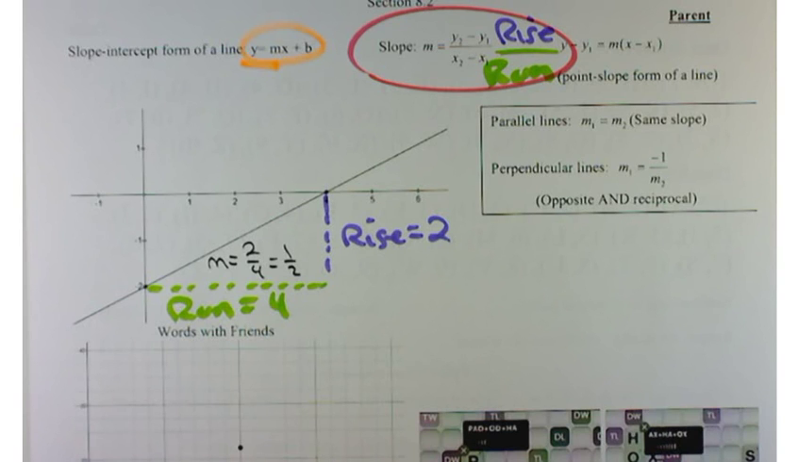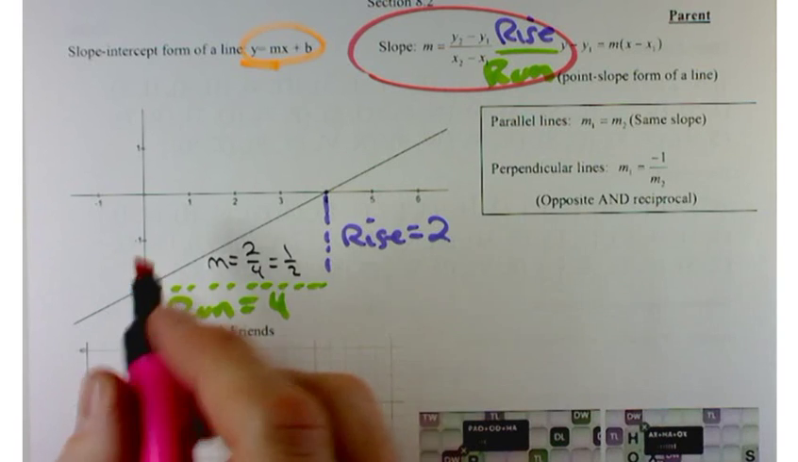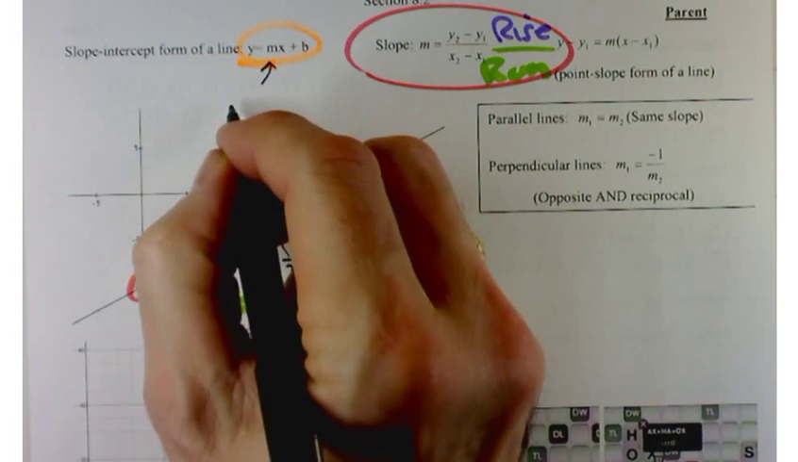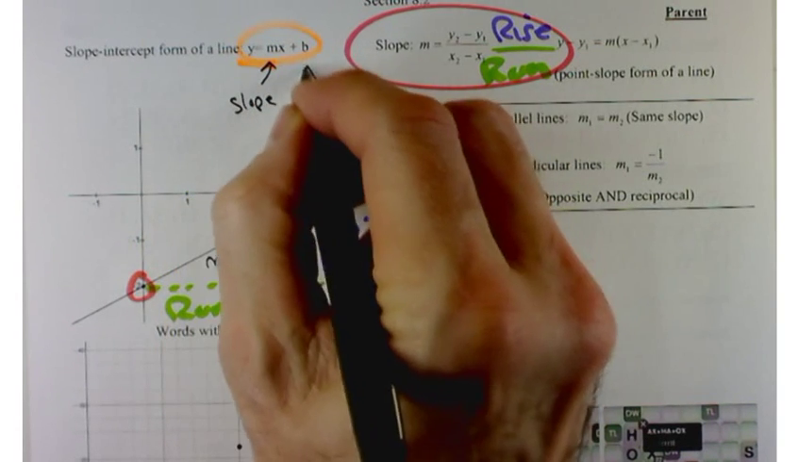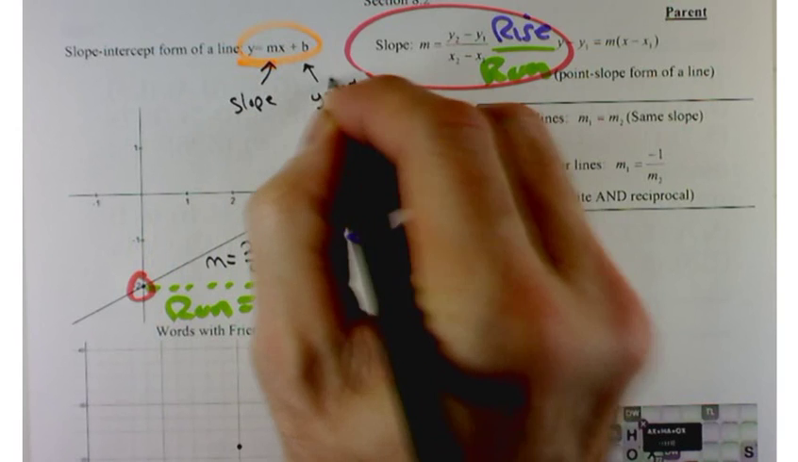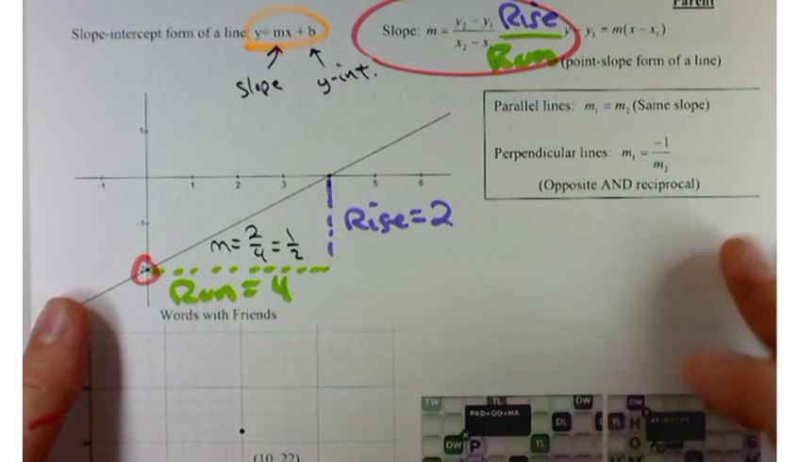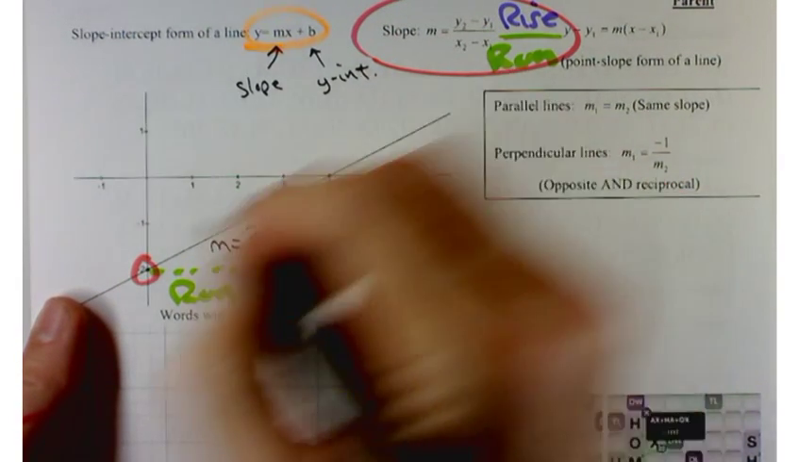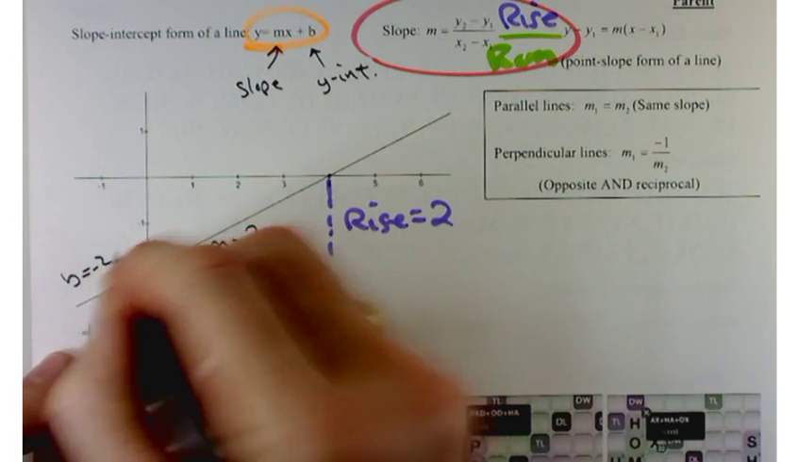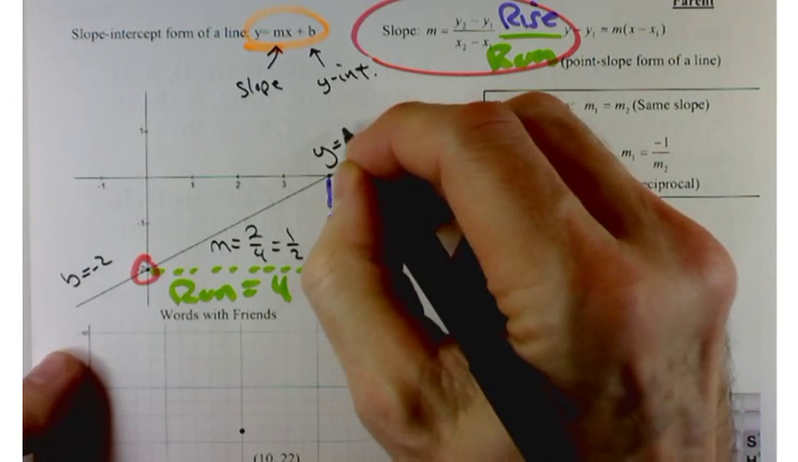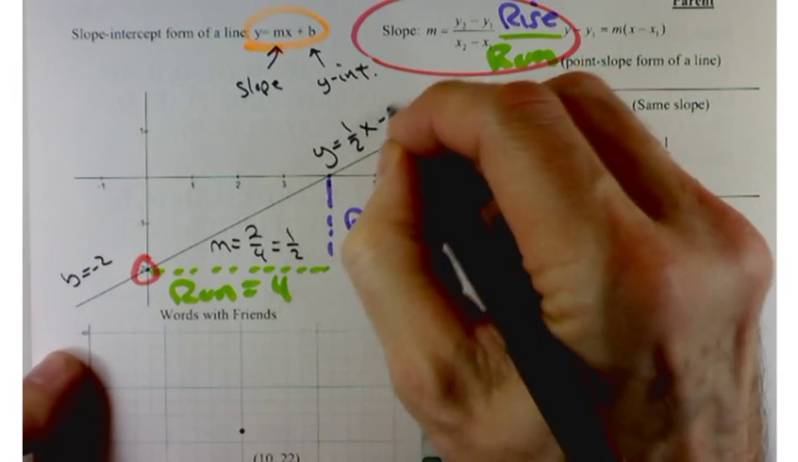There's really only one thing left that we need in order to find the equation of the line, and that's the y-intercept. Because that's exactly what we need here. We need the slope and the y-intercept. So what's the y-intercept for us? -2. So that's b equals -2. This equation can be written down for this line as y equals 1/2 x minus 2.